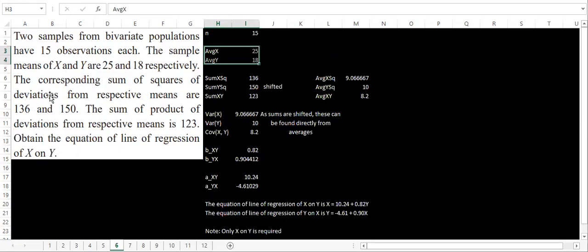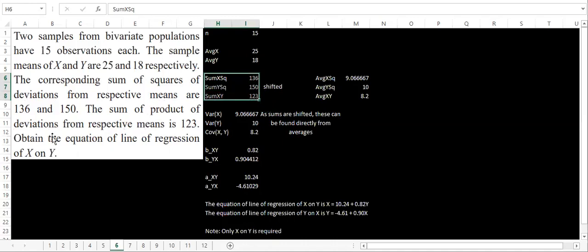So what this is telling you is the sum of the square values, but they are shifted by the mean. So they are shifted by the averages. These sums of the x squared values, 136 and 150, are basically shifted by the average value. Also, the sum of product of deviations from respective means is 123. So again, the sum of the product is 123, but remember that it is shifted by the average values.